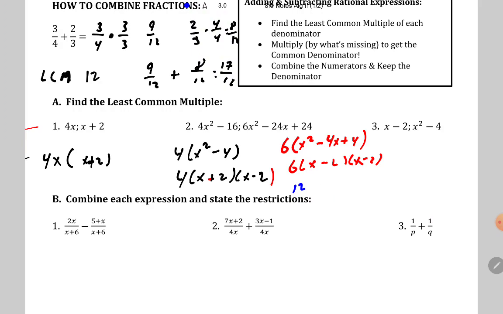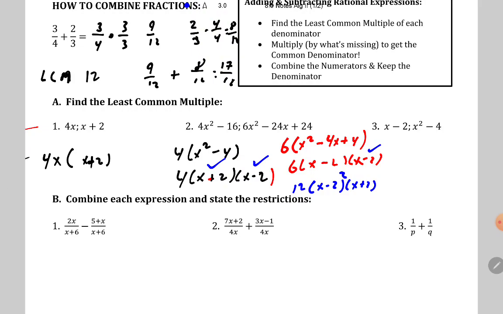And then with all this x stuff, you want to see what they share. So they both share an x minus 2. So I'm going to put it down, and then I'm going to put in whatever's missing. It's missing an x plus 2, and it's missing an extra x minus 2. And that is our answer. If you want to simplify it a little bit, this is x minus 2 squared times x plus 2.